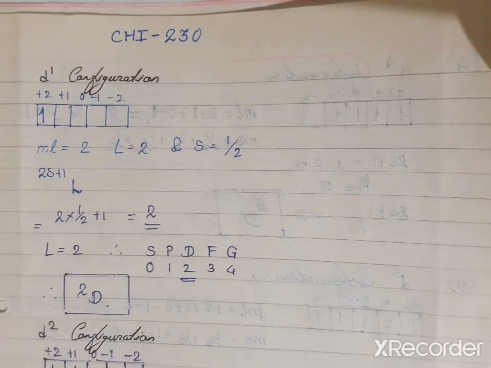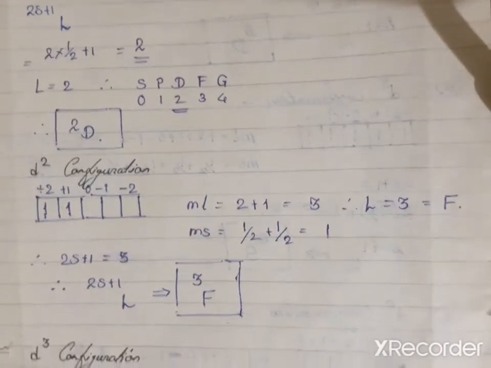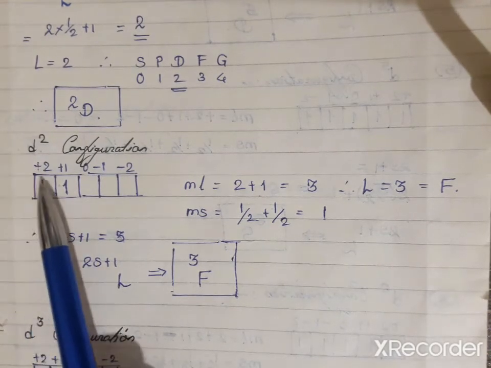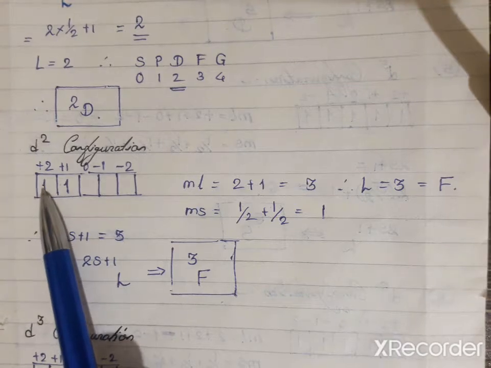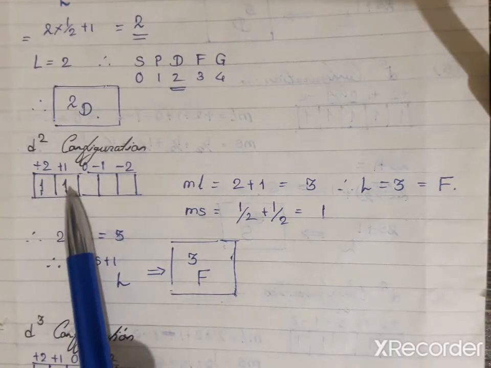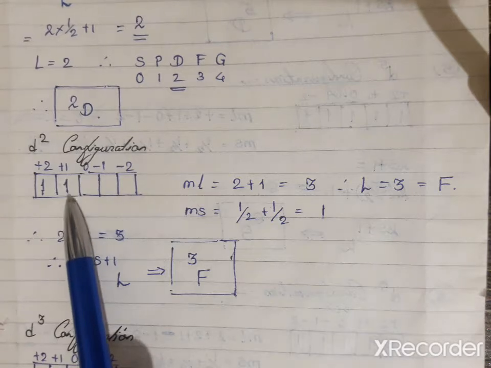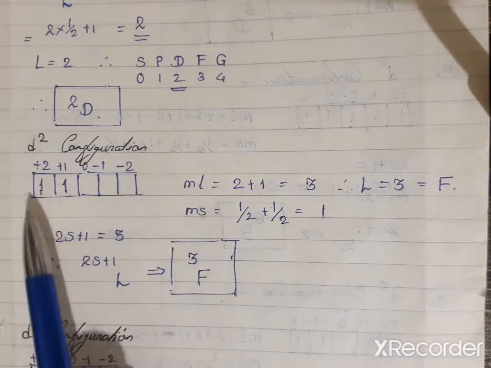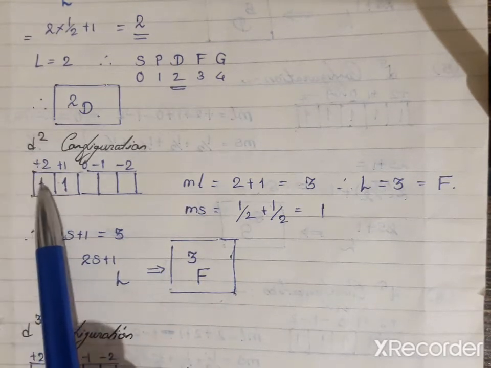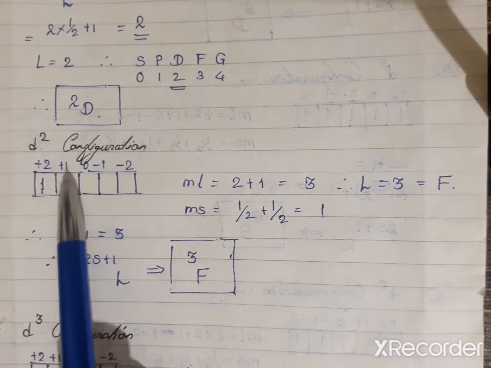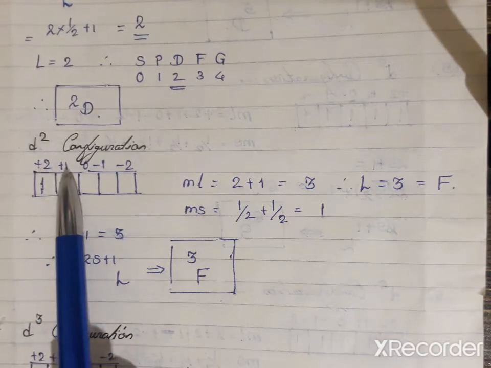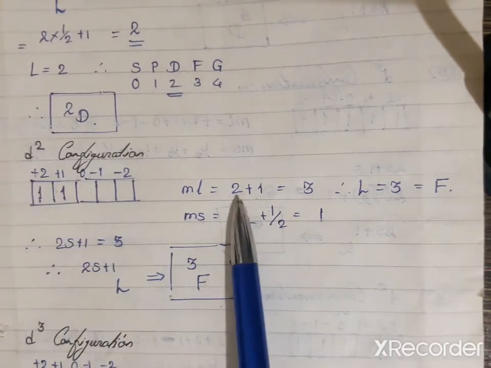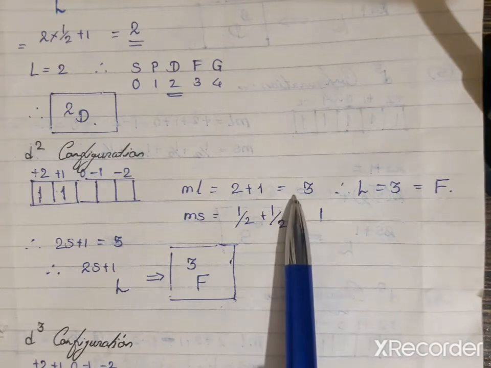Okay. Now this is D2 configuration. There are 2 electrons in d orbital. Put the first electron in the first orbital, and the second one in the plus 1 orbital. Now we have to calculate ml. The first electron is in the plus 2 orbital and the second is in the plus 1 orbital. So ml is plus 2 plus 1, which is equal to 3. So ml is equal to plus 3.